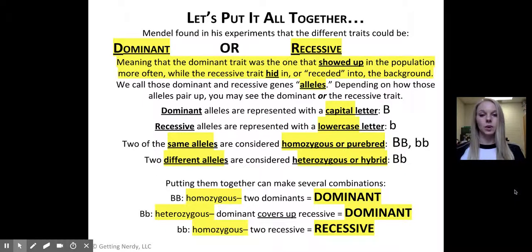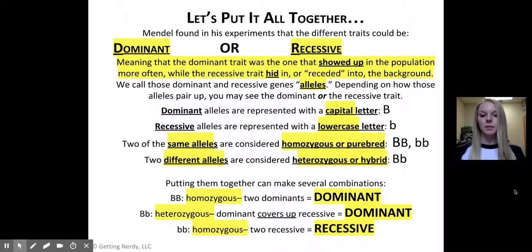This next code is followed throughout all genetics. The dominant alleles are represented with a capital letter always, and the recessive alleles are always represented with a lowercase letter. For example, we can use capital B and lowercase b. Two of the same alleles are considered homozygous or purebred. That would be a big B, big B, or a little b, little b. Two different alleles are considered heterozygous or a hybrid, and that would be big B, little b.